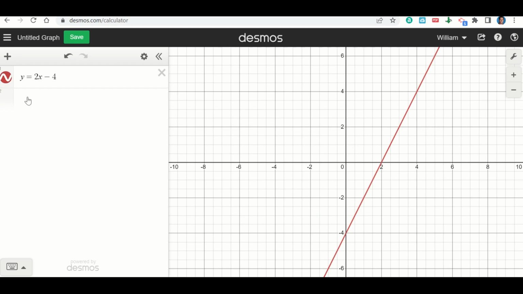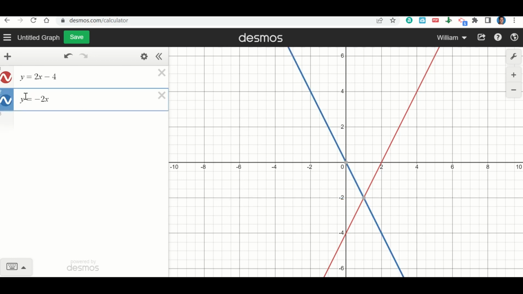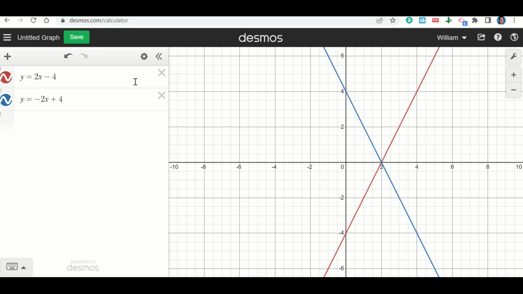Now we're going to type in our second equation. So we're going to go to the line below it. And let's say it's y equals negative 2x plus 4. So there's my two lines. And if I go to where the two lines intersect and click on it, I can see that it gives me the coordinates of exactly where the two lines intersect. They intersect at x equals 2 and y equals 0. So this would be the solution to my system of equations.